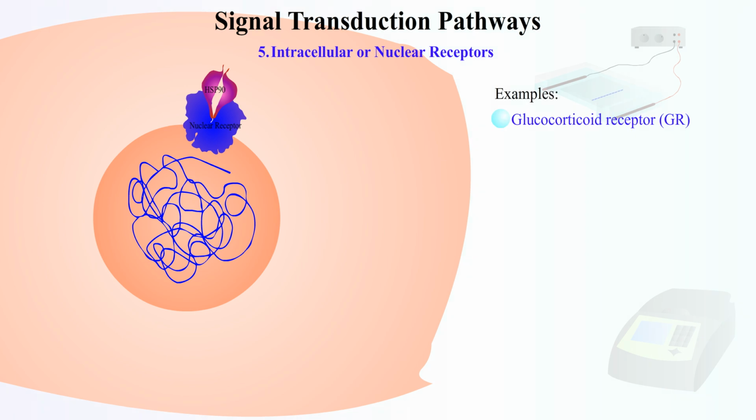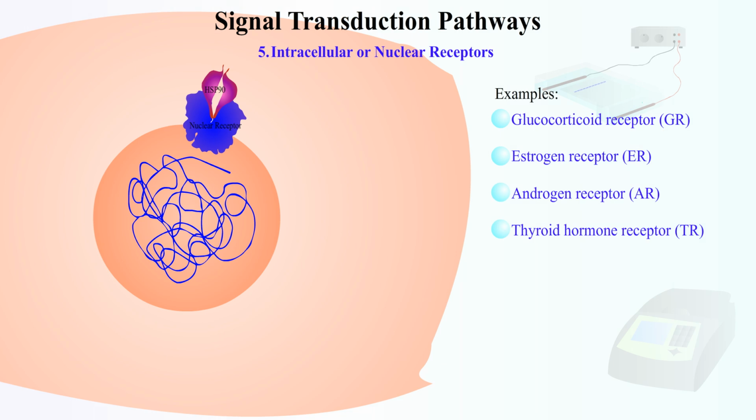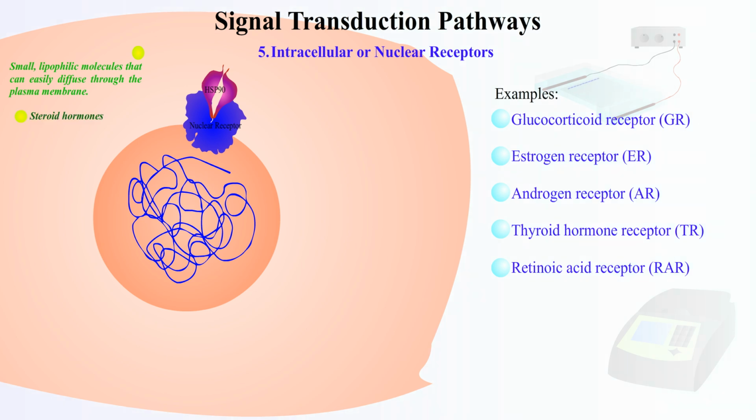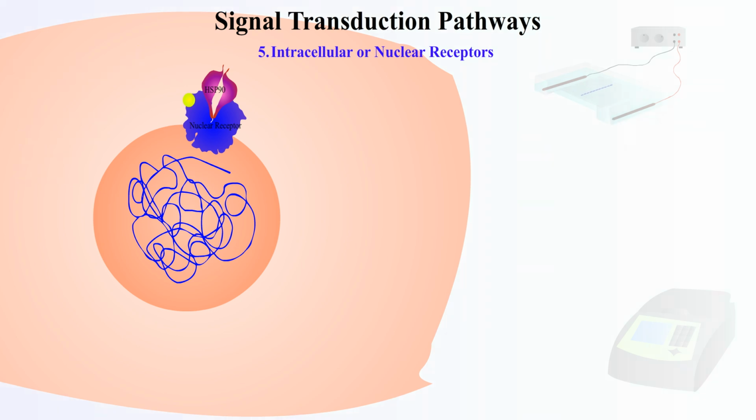Examples are the glucocorticoid receptor, estrogen receptor, androgen receptor, thyroid hormone receptor, and retinoic acid receptor. The ligands seen here are small, lipophilic molecules that can easily diffuse through the plasma membrane, for example, steroid hormones, thyroid hormones, vitamin D, and retinoic acid. The hormone or signaling molecule diffuses across the cell membrane. The ligand binds to its specific receptor in the cytoplasm or nucleus. This causes a conformational change in the receptor.